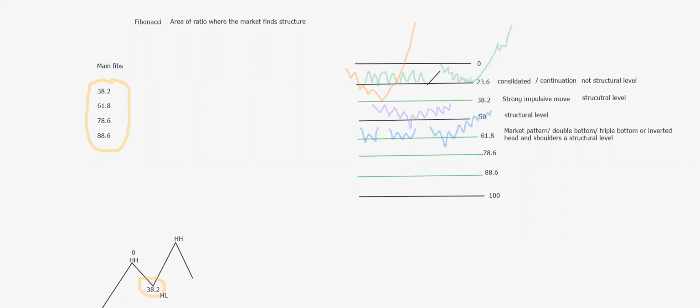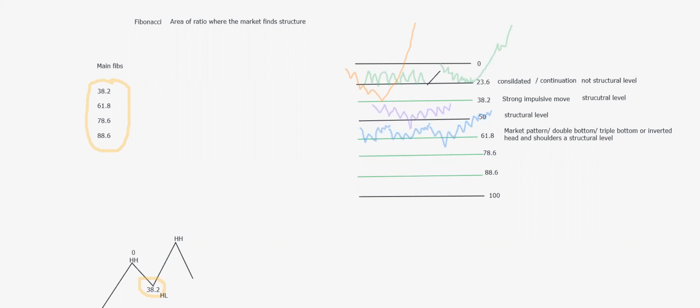Okay, just know anytime price lands at 61.8, you're gonna see some type of market pattern, either a double bottom, especially on the uptrend, and everything on the downtrend is just the inverse. So on the downtrend, you see double top, triple top, head and shoulders, right? But for this example's sake, you see a double bottom, triple bottom, inverted head and shoulder. And most likely you see continuation to the upside.